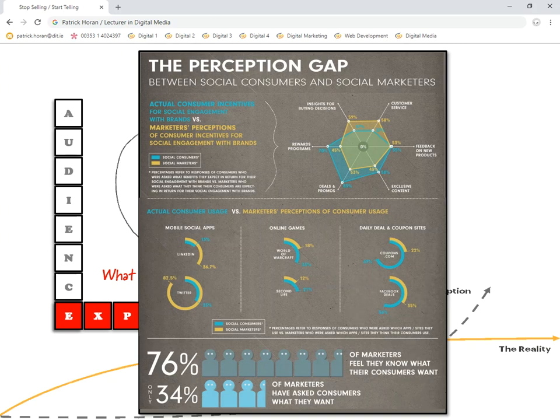Now, I like this last little bit of a stat here, because 76% of marketers feel that they know what their customer wants. Only 34% of them ask them. Let that hang there for a second. Okay, 76% feel they know what their customer wants, but only 34% have asked them.